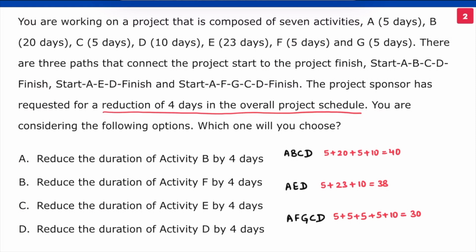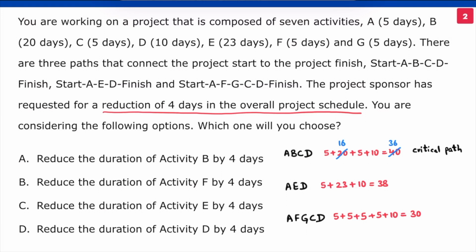A, B, C, D has the longest duration and is the critical path. We need at least 40 days to finish the project. We are expected to reduce it by 4 days to 36 days. We might be tempted to pick option A. Activity B is on the critical path. Reducing B by 4 days will also reduce the critical path by 4 days.